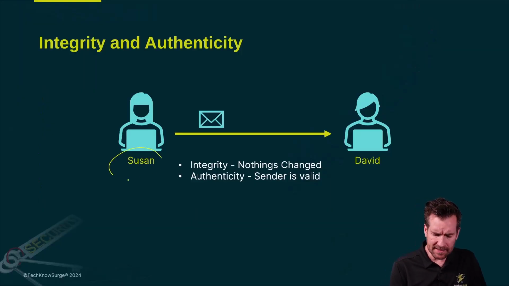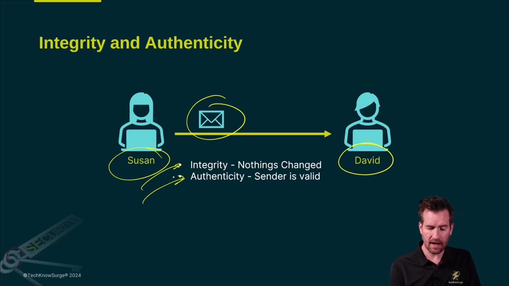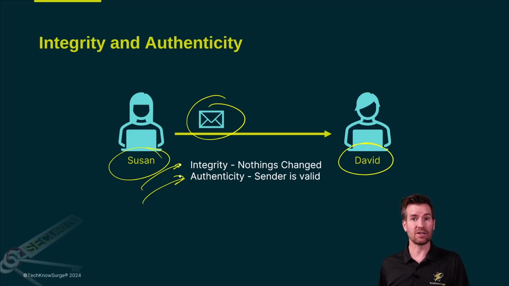When Susan sends a message to David, David may want to know that the message has integrity and authenticity. Obviously we don't do that with every single message that we send, but for the more critical ones, it's going to be important that there is some sort of validation behind that, especially if it's a legal document. There are times when we want a legal document signed and made official, and we can do that through digital signatures.